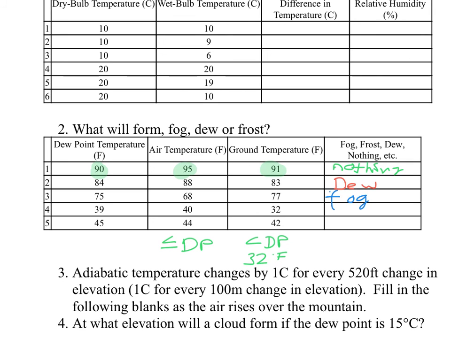Next, 40 is greater than 39, so we don't get anything in the air. 32 is less than 39. Therefore, we're going to get something on the ground. 32 is equal to the freezing point, so we would get frost. Last, 44 is less than 45, so what do we get in the air? We get fog. 42 is less than the dew point and is above freezing, so we get dew. So we get two things there.